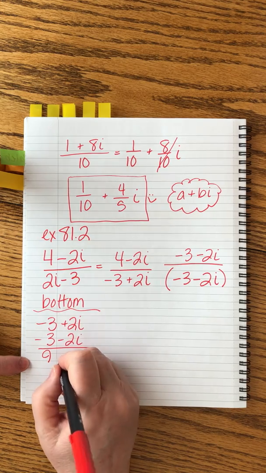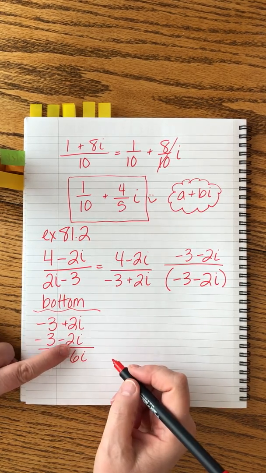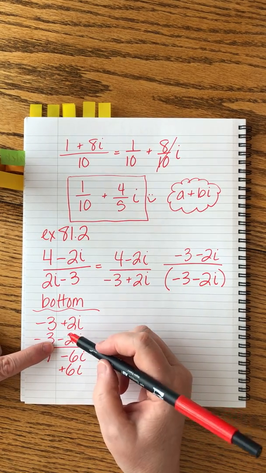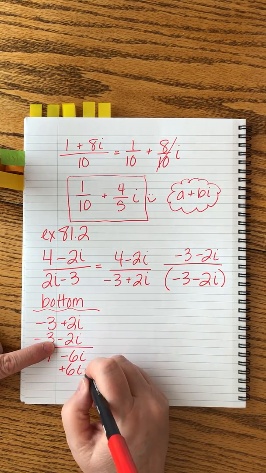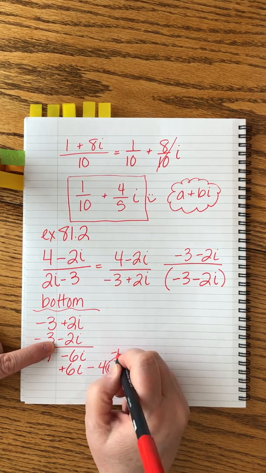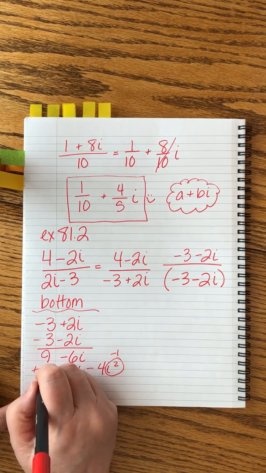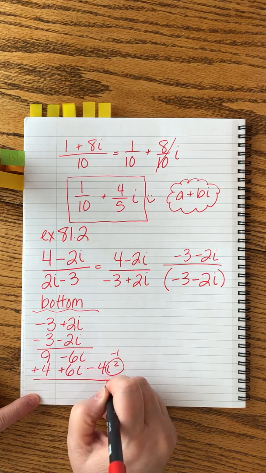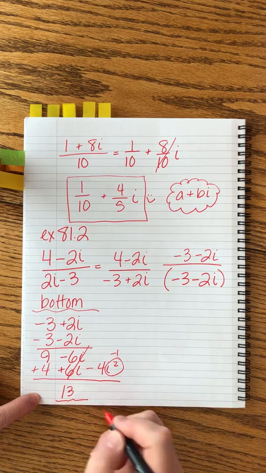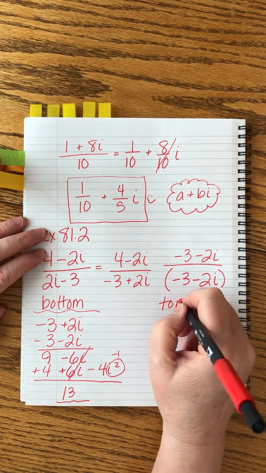Positive 9 minus 6i. Ooh, look at this one, plus 6i. And then here we go. This is minus 4i squared. So this gives me a minus 4, and this means plus 4. Those cancel, and I get 13 right there. Now let's do the top.